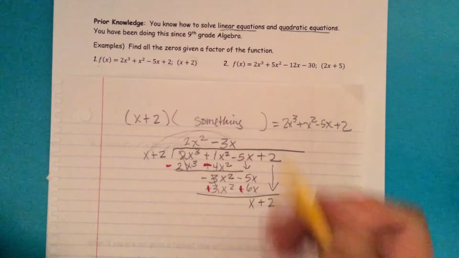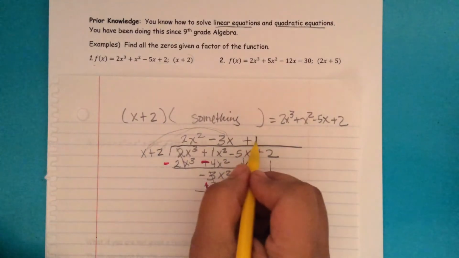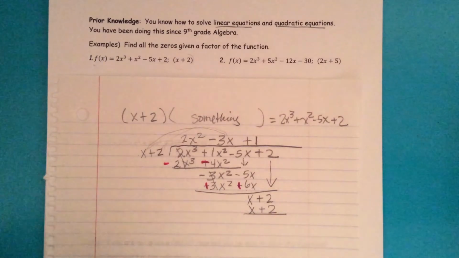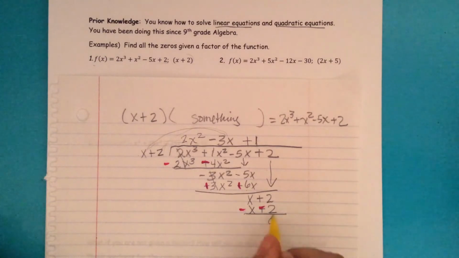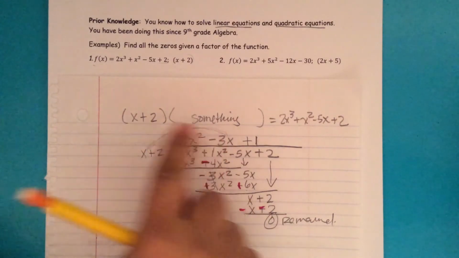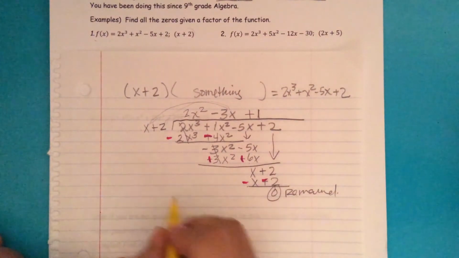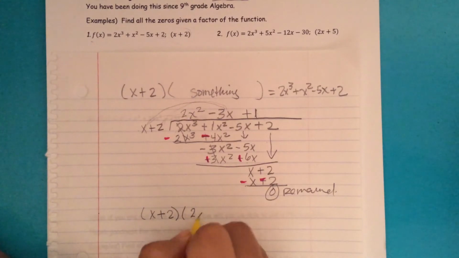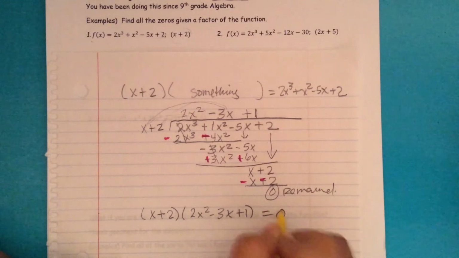Well, x goes into x one time. Okay, so then if you multiply 1 times x, that's x plus 2. Change the sign, and you're supposed to get 0 as your remainder. This is the remainder. So that means that if you multiply these two, x plus 2 and this, then that equals your cubic. Now you have your two factors, x plus 2 times 2x squared minus 3x plus 1 equals 0.